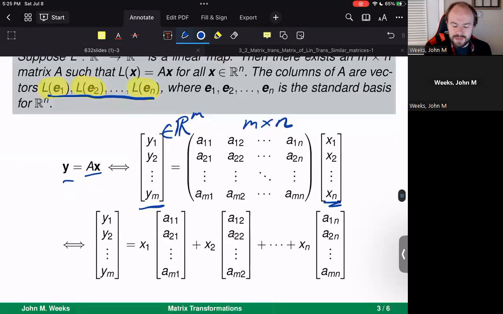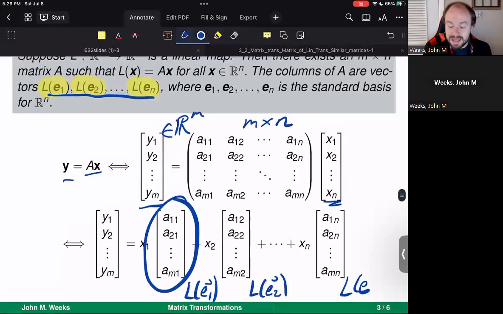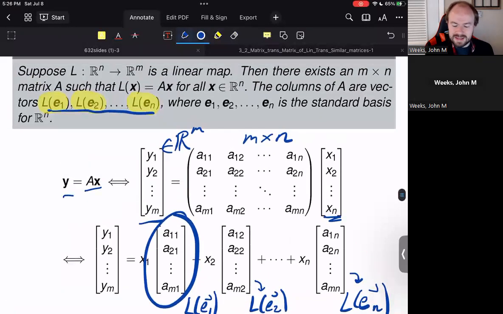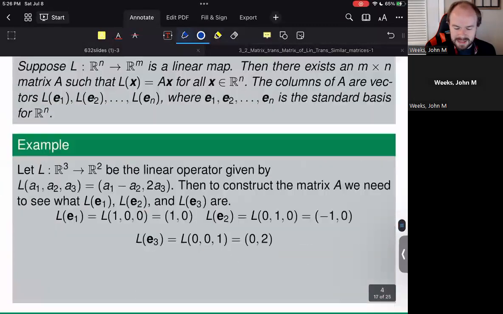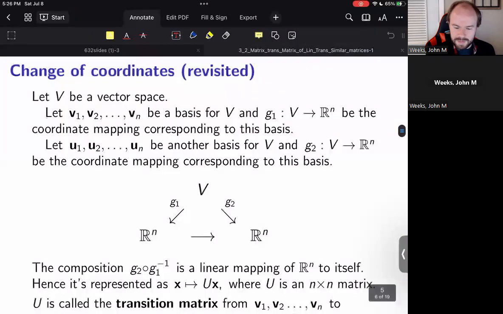Each of the columns here is meant to signify this is L(e1), this is L(e2), all the way up to L(en). So these are our corresponding vectors that show us where the standard basis elements go. Another way to write this coefficient matrix is like this. Let me get to a blank space here. I have one right over here.